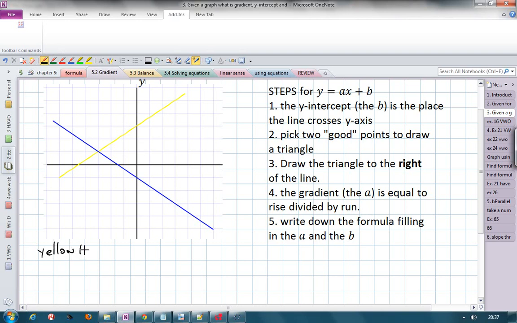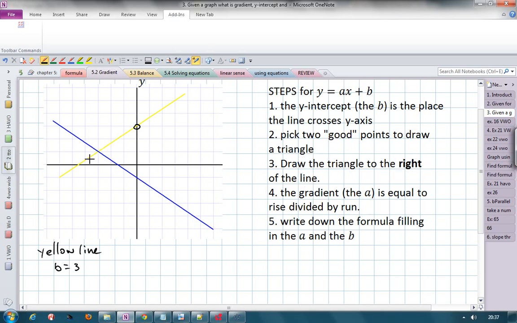The yellow line. The y-intercept b is the place where it crosses the y-axis. So in other words, the b is equal to 3, isn't it? It crosses right here. Now pick two good points to draw a triangle, and then draw the triangle to the right of the line.